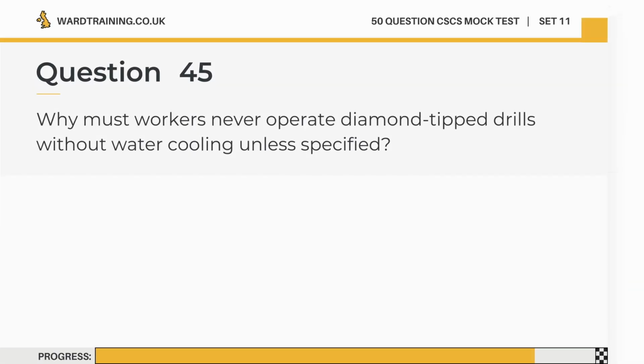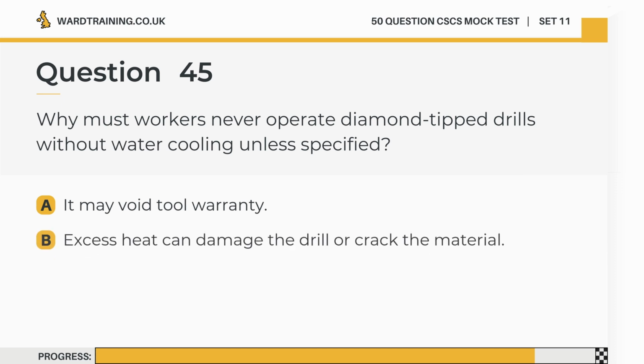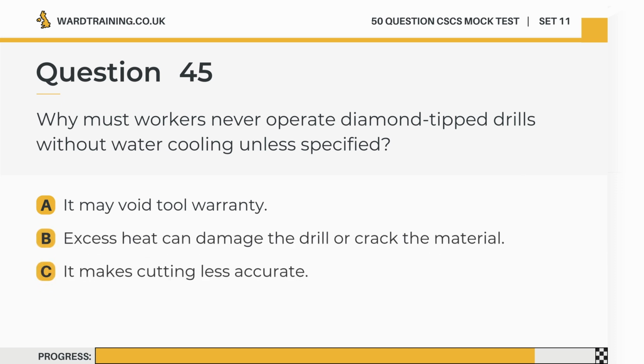Question 45. Why must workers never operate diamond-tipped drills without water cooling unless specified? A. It may void tool warranty. B. Excess heat can damage the drill or crack the material. C. It makes cutting less accurate. D. The drill may become slippery to hold.